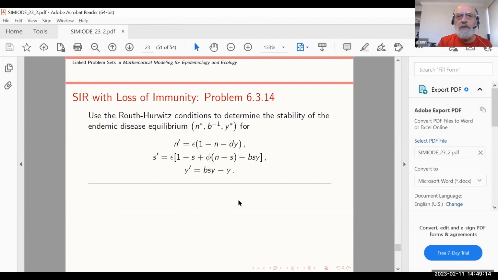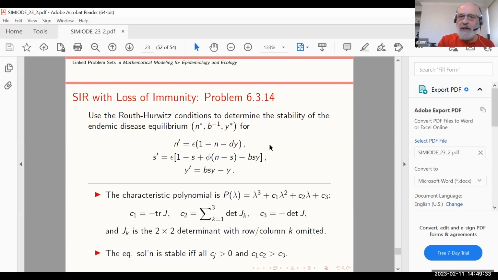The last thing that we'll talk about is using the Routh-Hurwitz conditions to determine the stability of this disease equilibrium. In this disease equilibrium, it's easy to write down the formula for S. It's hard to write down the formulas for N and Y. I'm not going to write them down until I need to. So instead, I'm going to use the Routh-Hurwitz conditions in as much generality as possible. The characteristic polynomial is cubic, and I've given instructions for how to compute the coefficients, which I don't have time to talk about. And we get stability if all the coefficients are positive and C1 C2 is greater than C3.